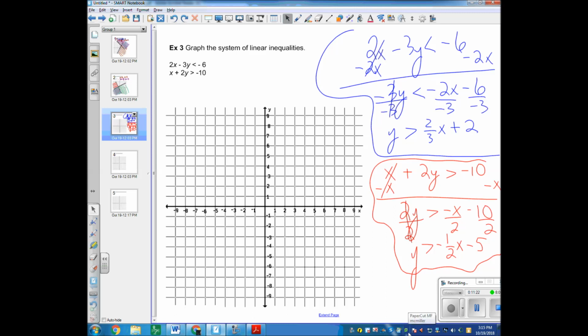It was facing west, now it faces east. A negative over a negative makes a positive. -6 divided by -3 makes +2. And our slope is 2 over 3.